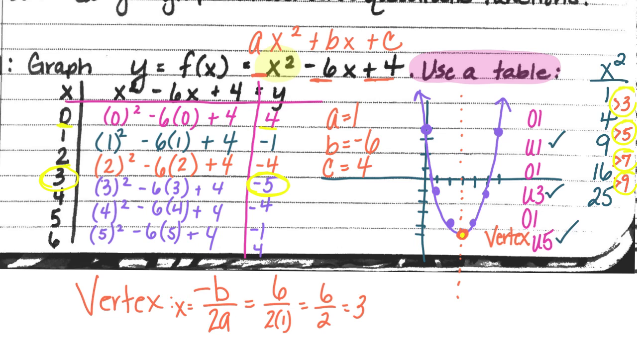So from this vertex at (3, -5), I'm going to go over 1, up 1. And then, so we just did this. And then I'm going to go over 1, up 3. So we just did that. And then I'm going to go over 1, up 5.